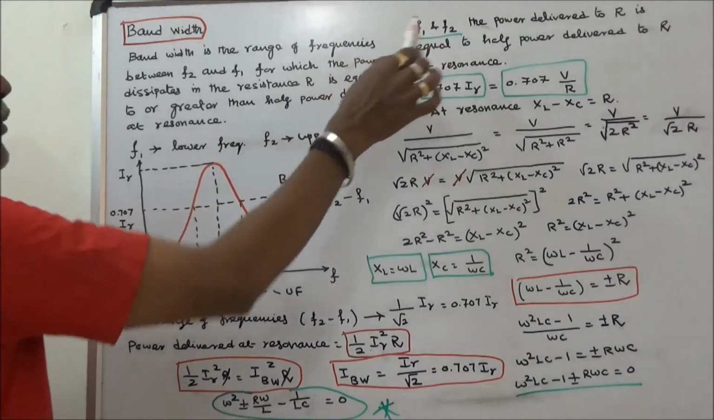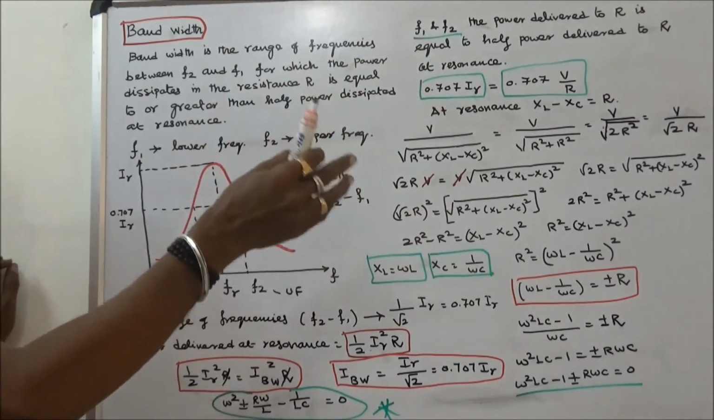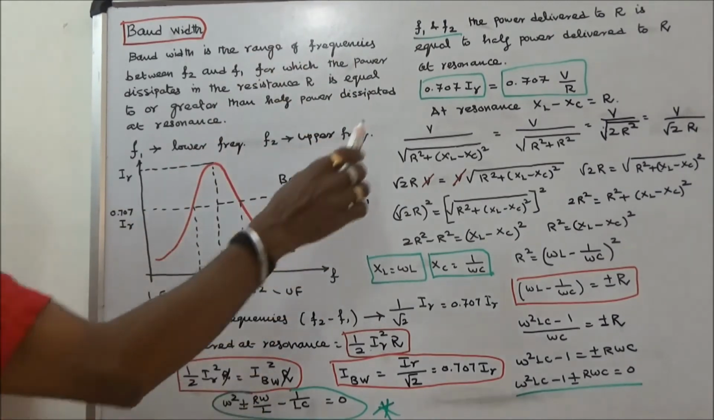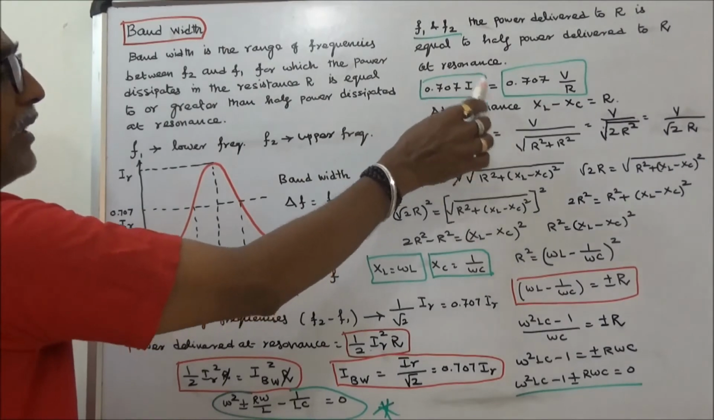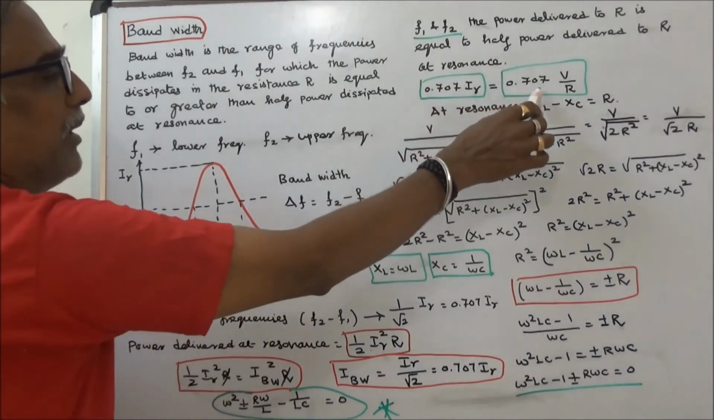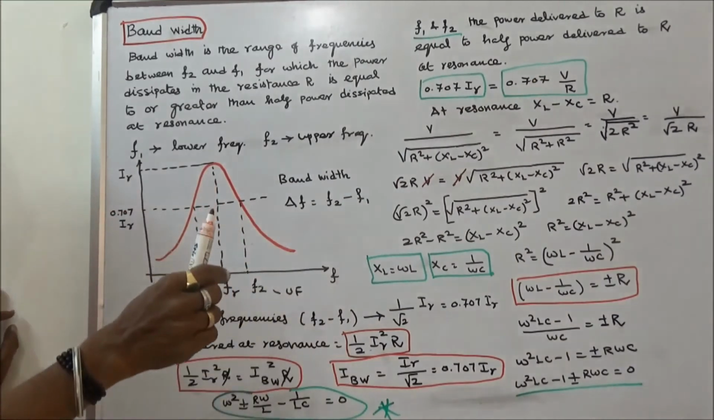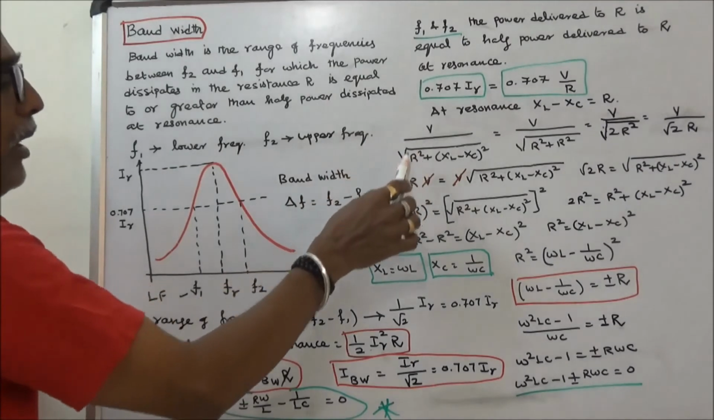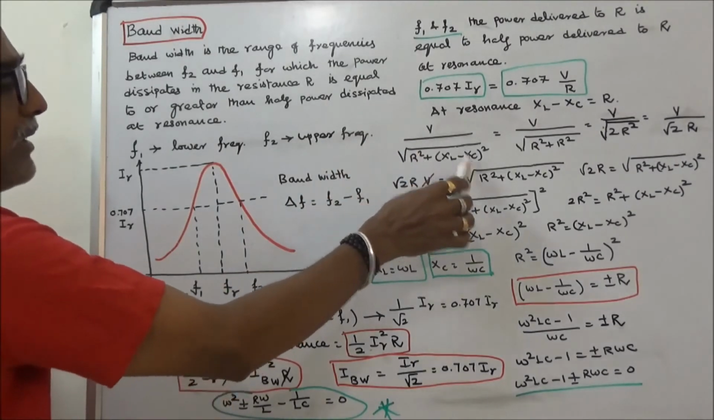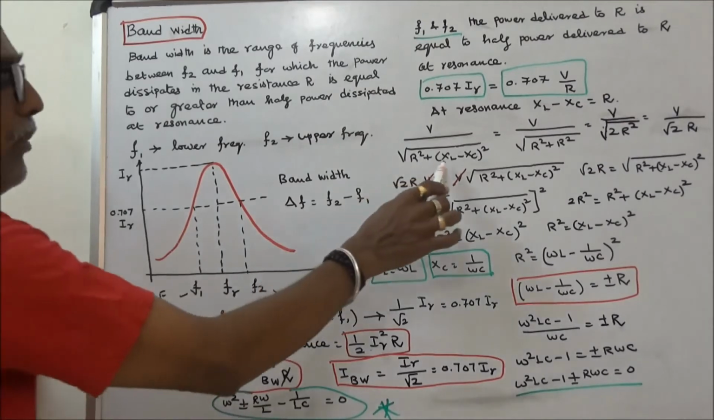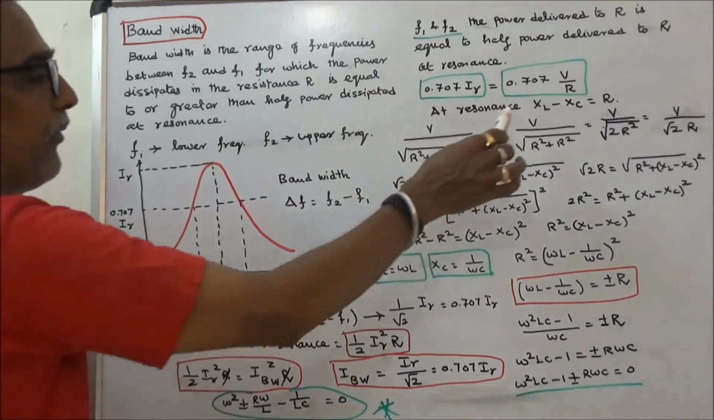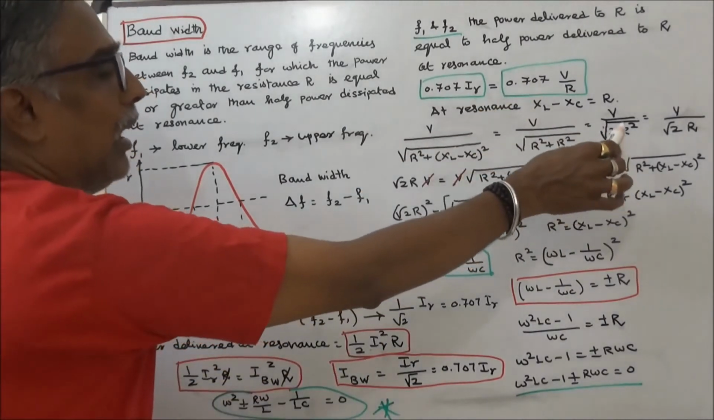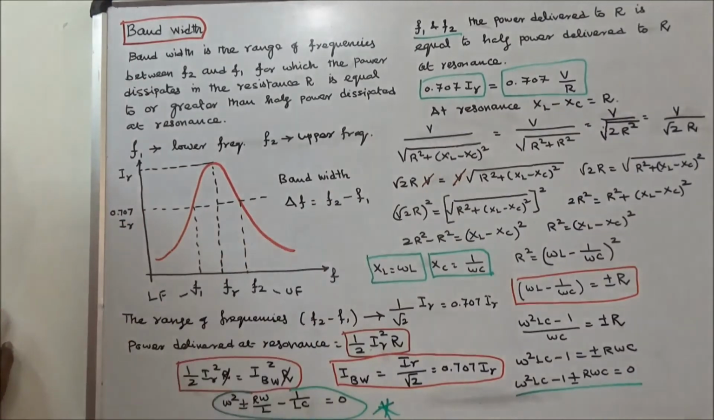Here at F1 and F2, the power delivered to R is equal to half the power delivered to R at resonance. So 0.707 into IR is equal to 0.707 into V by R. At resonance, XL minus XC is equal to R. So V divided by root of R square plus XL minus XC the whole square. Here XL minus XC is equal to R. Therefore, V by root of R square plus R square, that is equal to V by root of 2R square, that is equal to V by root 2 into R.